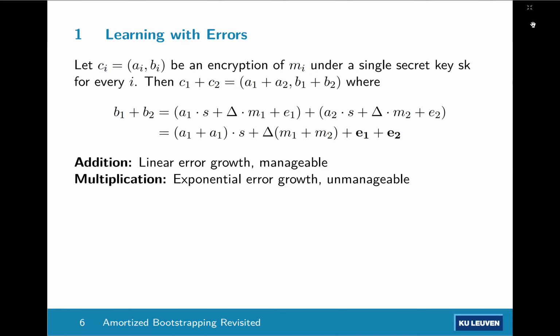When we add two ciphertexts together, that is not a problem whatsoever. This is a linear growth, but once we go to multiplication, we get an exponential error growth. And this is unmanageable. So we introduce bootstrapping, an algorithm which allows us to reduce the noise of the ciphertexts as we do multiple computations after each other.